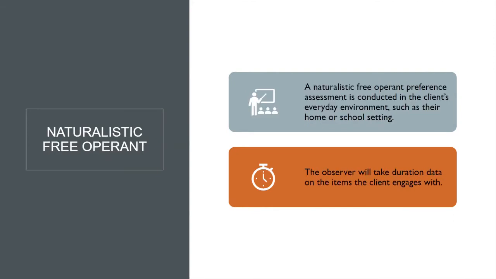For naturalistic free operant preference assessments, it is sort of the same as a normal free operant assessment, but the difference is it being naturalistic. You're going to use the client's natural everyday environment, such as their home, their school, etc., places that they are familiar with. There might be more variety of items or toys that the client may draw attention to. Once your client begins to interact and engage with the toy or item, begin recording your durations.